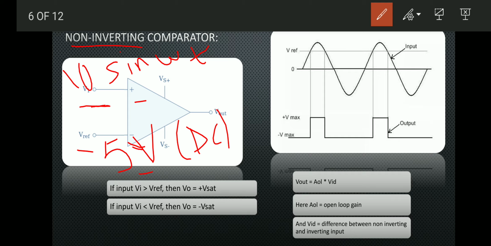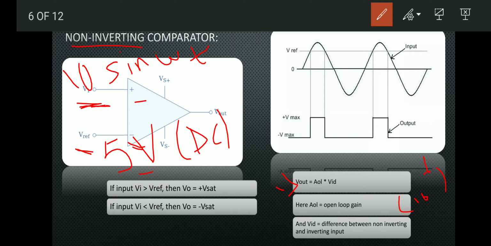As you all know, the output of the open loop condition of an op amp is given by the formula Vout is equal to AOL into Vd. This Vd indicates the difference between the non-inverting and the inverting terminal, and the AOL indicates the open loop gain. Practically the open loop gain of the op amp would be 10 to the power of 6. Okay, let me explain how this comparator works.